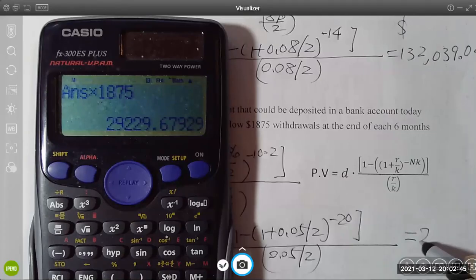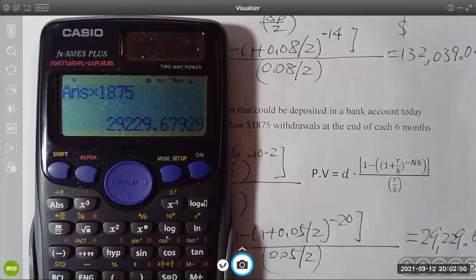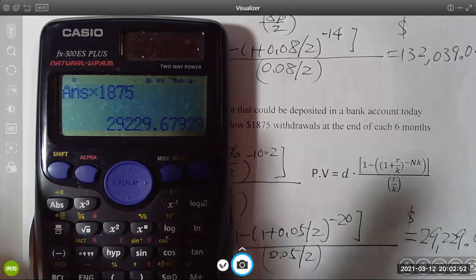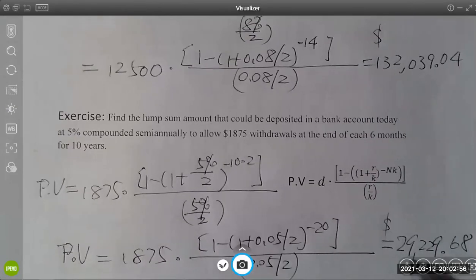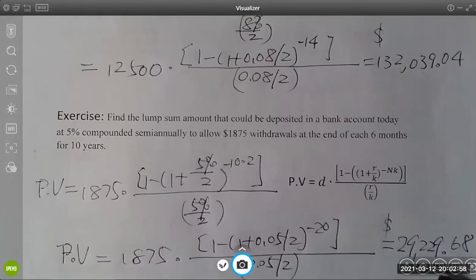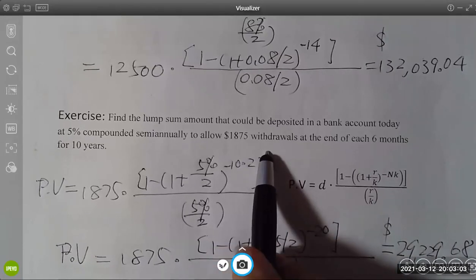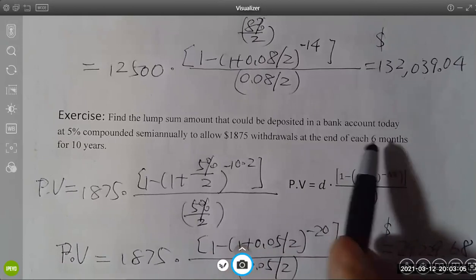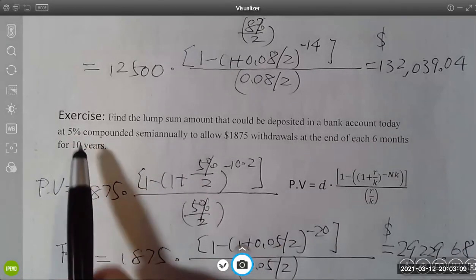So this number is 29,229 and 68 cents. So if this person has this amount at the beginning in the account, or deposits this amount, the person will be able to withdraw 1875 at the end of every half year for the next 10 years under these terms, 5% compounded semi-annually.